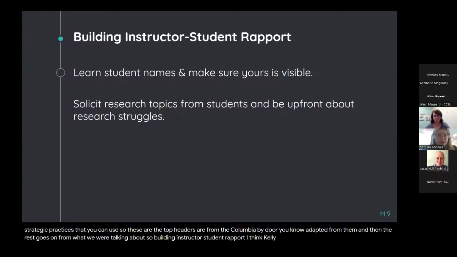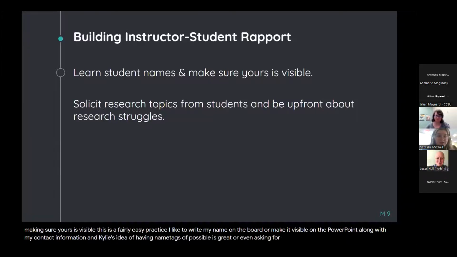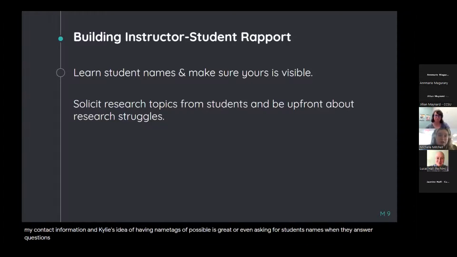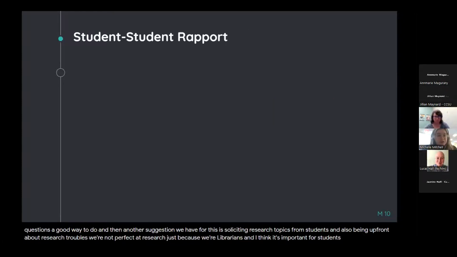As I think Kelly mentioned, learning student names and making sure yours is visible. This is a fairly easy practice. I like to write my name on the board or make it visible on the PowerPoint, along with my contact information. And Kelly's idea of having name tags, if possible, is great, or even asking for students' names when they answer questions is a good way too. And then another suggestion we have for this is soliciting research topics from students and also being upfront about research struggles. We're not perfect at research just because we're librarians, and I think it's important for students to see that.